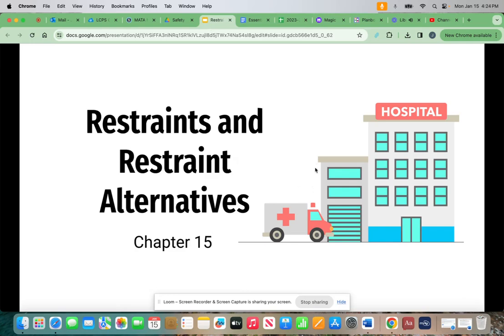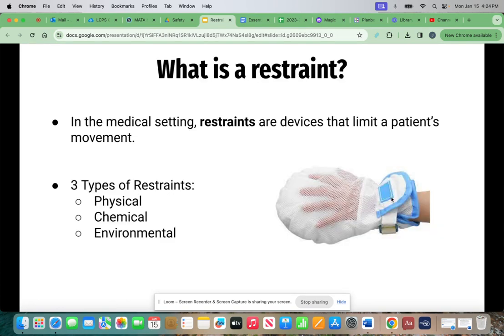Restraints and restraint alternatives. This information can be found in Chapter 15 of your textbook. In the medical setting, restraints are devices that limit a patient's movement. There are 3 types of restraints. Physical restraints limit a patient's movement.